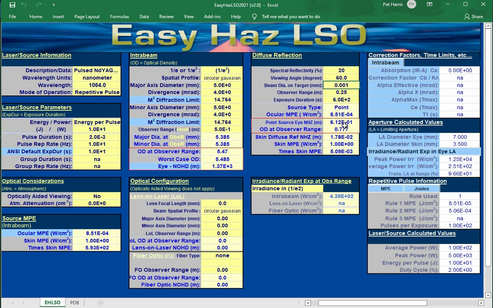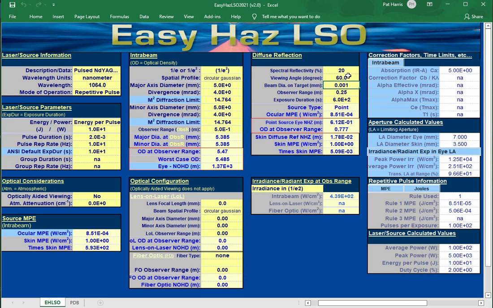Instead of having almost a 2 meter NHC, it's down to about 0.6 of a meter. The OD at observer range is 0.77, or almost 0.8. So you can see there is a little bit of difference, and this would be a more typical value of what you'd see coming off of welding in terms of scattered energy or scattered power.